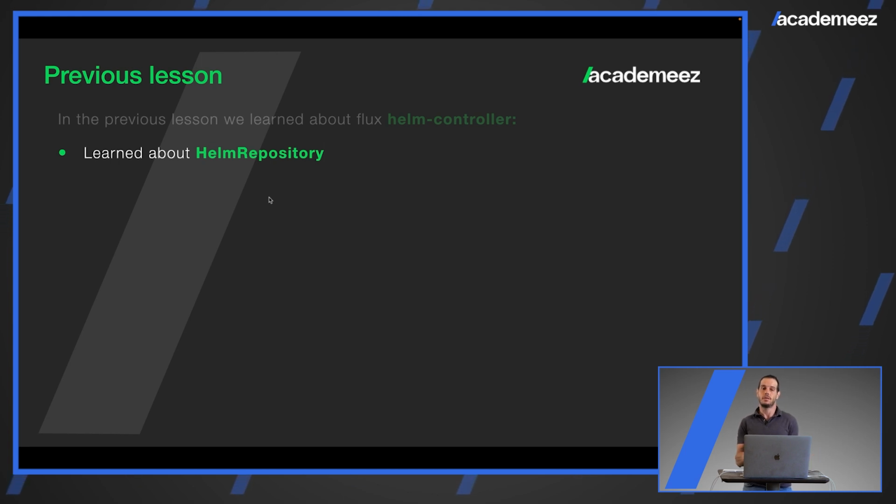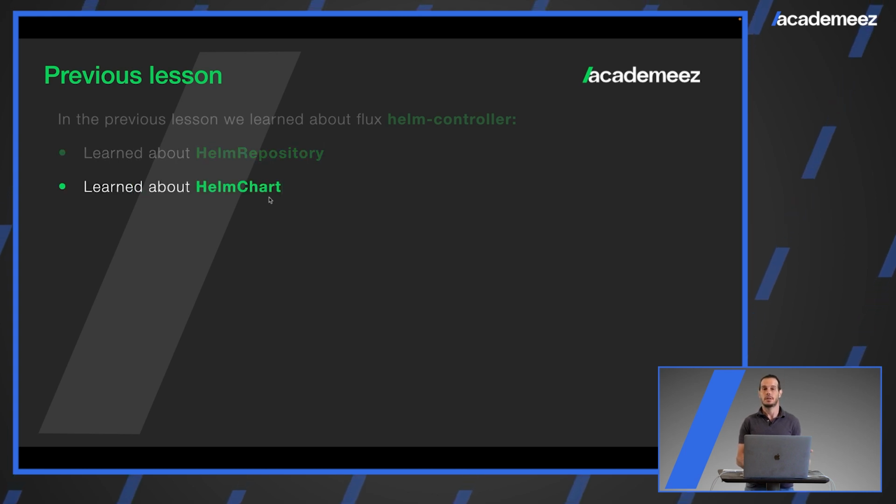The source controller of Flux is watching for this custom resource, and when it finds this custom resource, it will synchronize with a Helm repository. So this is the Helm repository. It helps us grab artifacts from a Helm repository. And we also learned about the Helm chart. The Helm chart is a custom resource, again, that Flux installed in our cluster, and the Helm controller is watching for this custom resource.